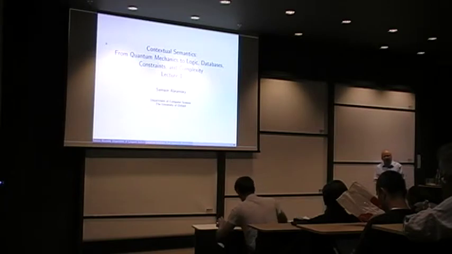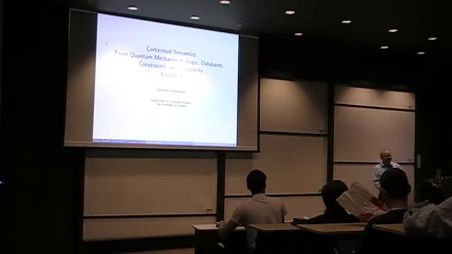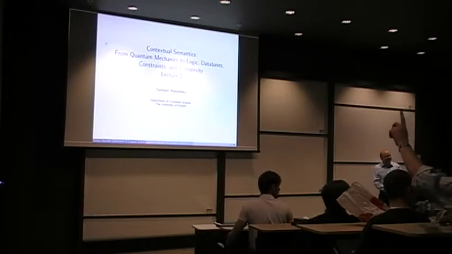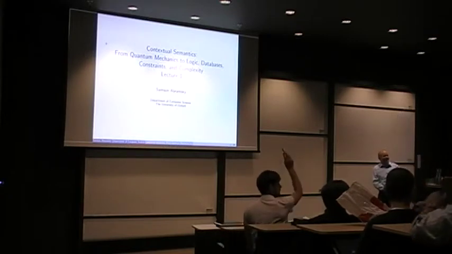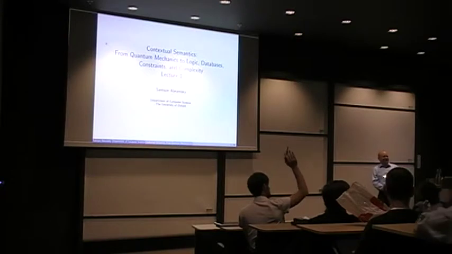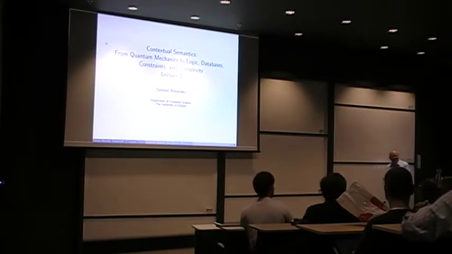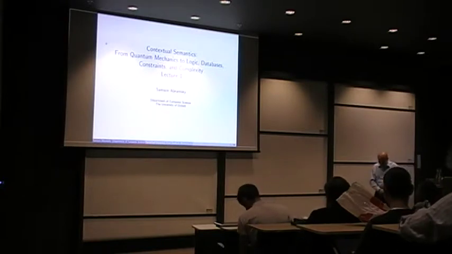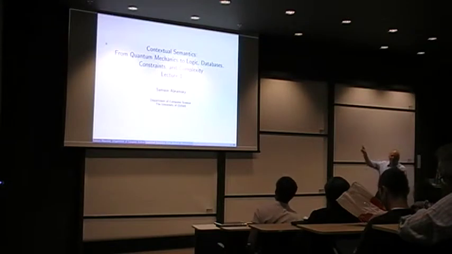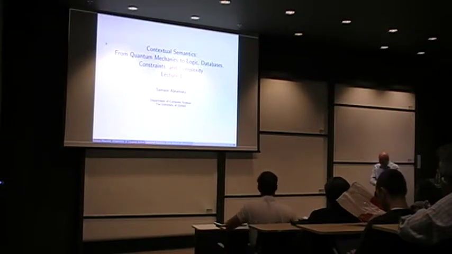Just to get a sense, how many people would describe themselves as computer scientists? Mathematicians? Physicists? And any other parties? Just computers? None of the above. I must apologize. I could have added natural language semantics to my list, so I should have done that.